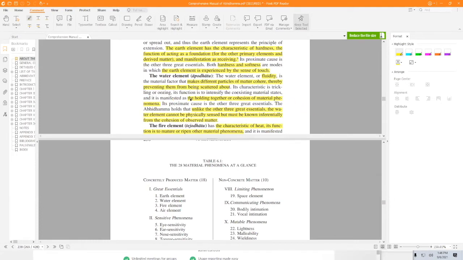And so the water element is manifested as the holding together, the binding together of material phenomena. According to the Theravada Abhidharma, the water element, unlike the other three primary elements, cannot be physically sensed, but has to be known by inference from the cohesion of observed matter. So the fact that material particles bind together, from that we can infer that the water element is present.